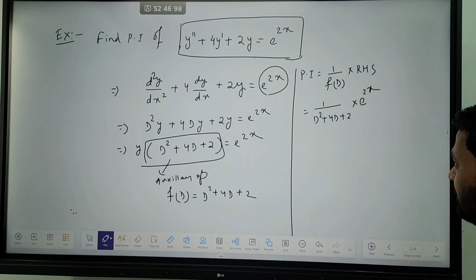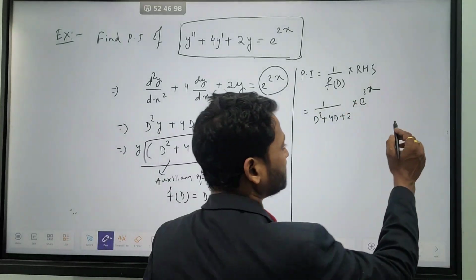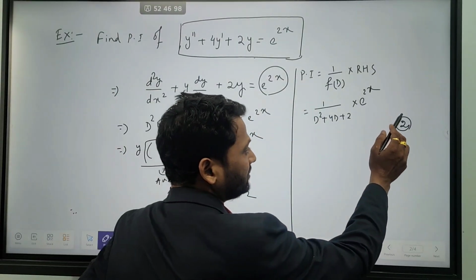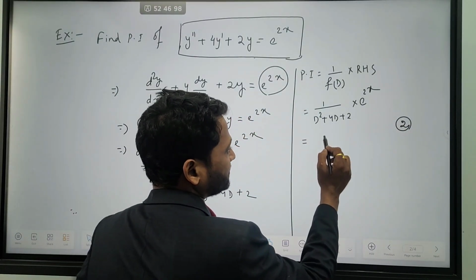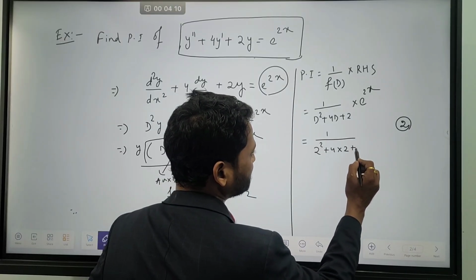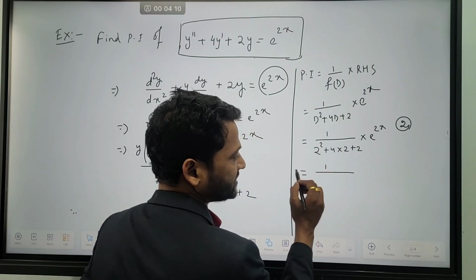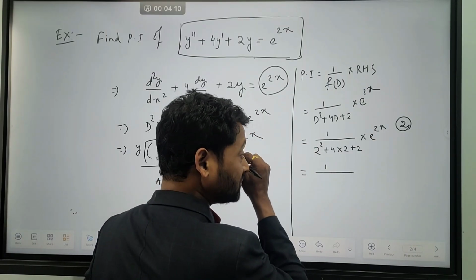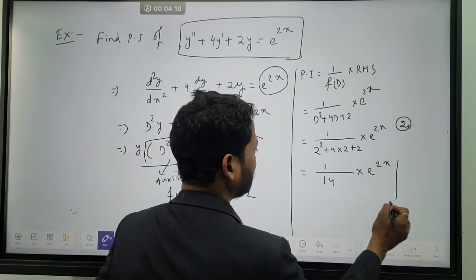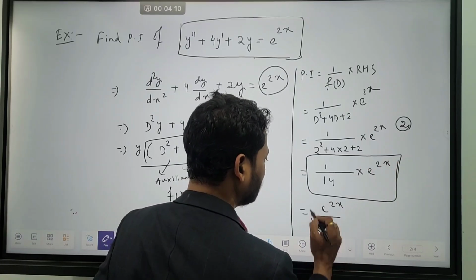Okay. So now what you will do? You just take the coefficient of x. Here the coefficient of x is 2. You just put the value 2 in D. So your answer is 1 by 2 square plus 4 into 2 plus 2, into e to the power 2x. Okay. So 2 square is 4, 4 plus 2 is 6, 6 plus 8 is 14. So 1 by 14 into e to the power 2x. ये हो गया आपका आंसर. मतलब the final answer is e to the power 2x by 14.